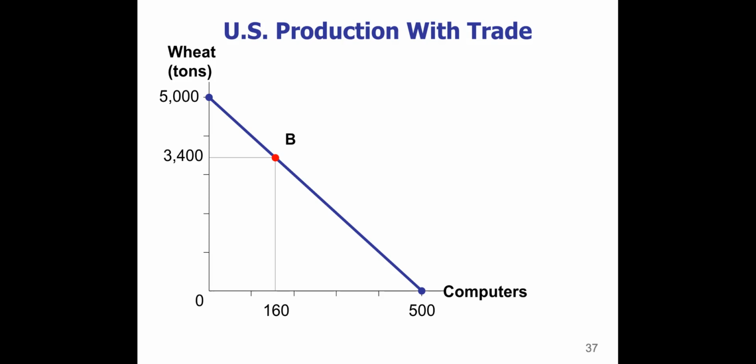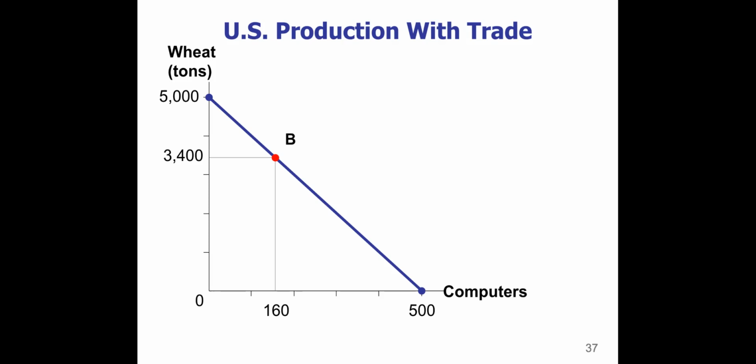There's lots of different ways to figure out this math. I happen to use the labor hours. You could use point slope formula if you know how to use it properly. There's lots of other ways to do it as well, like setting up ratios. Now, we're going to assume that the US is going to produce here at point B, 3,400 and 160.